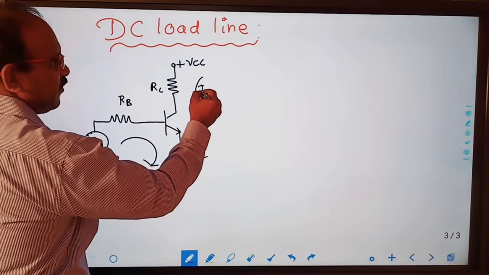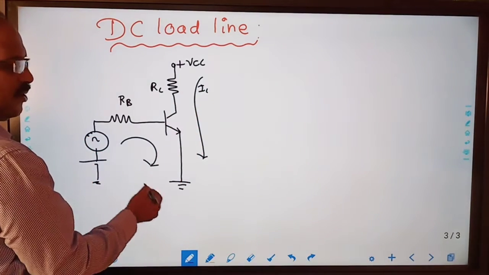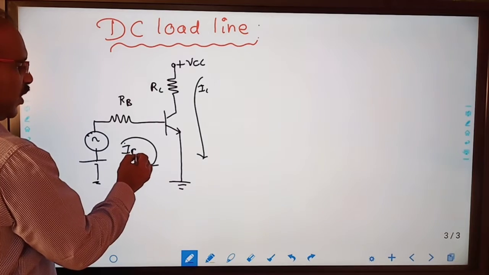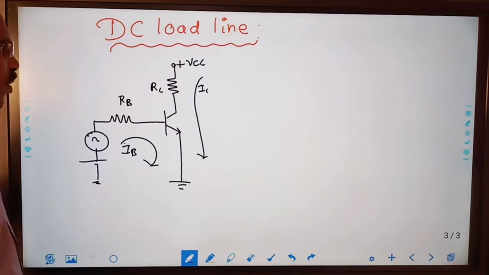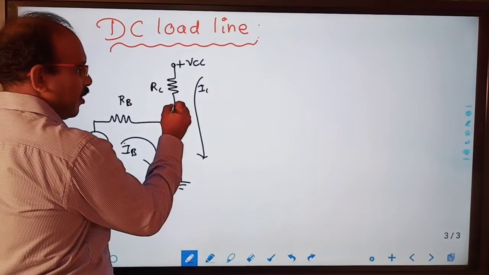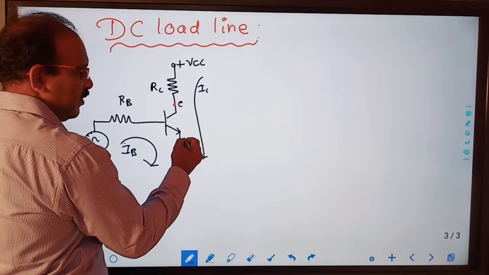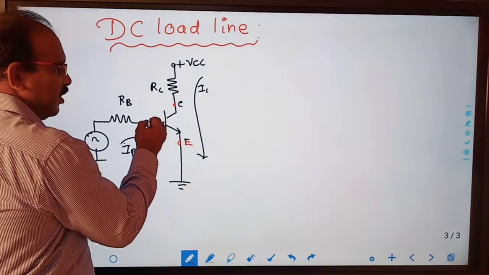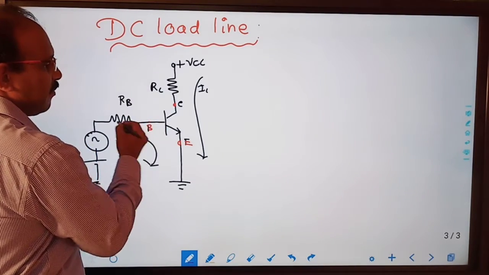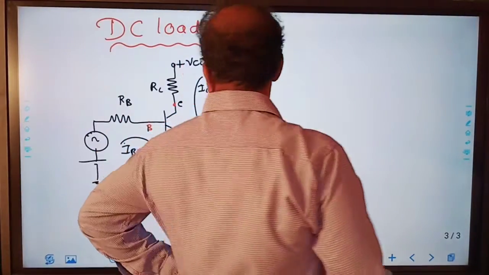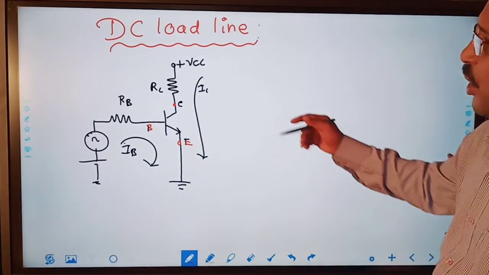This current is IC. IC is approximately equal to I. Now what is the voltage here? This is the collector, this is the emitter, and this is the base. Now, do you know what the output equation is?